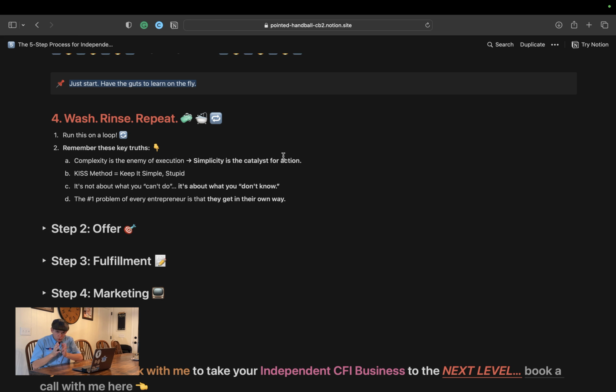And remember these core principles, these key truths, okay? First is that complexity is the enemy of execution, but simplicity is a catalyst for action. Use the KISS method. Keep it simple, stupid, right? It's not about what you can't do, it's about what you don't know. If you knew what you had to do, then you'd be able to do it. Right there, the number one problem that every entrepreneur has is that they get in their own way. And that's the biggest obstacle in mindset.